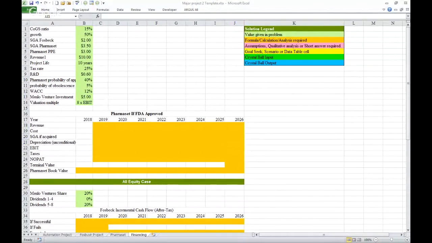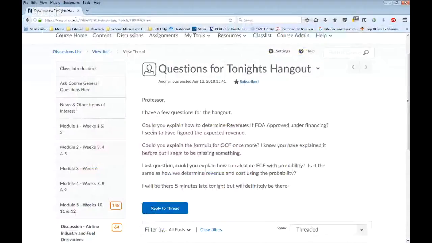Okay, since there are no questions, there are 3 questions that were asked in advance. Let's go one by one. Could you explain how to determine revenues if FDA approved on the financing?